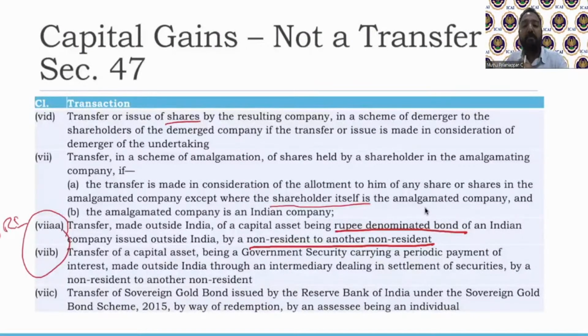Transfer of a sovereign bond issued by the Reserve Bank of India under a particular scheme. So now when it is being redeemed, it is not a transfer. So typically it is exempt. So a sovereign gold bond by redemption is not a transfer. So even if it is a capital asset, such a transfer is not considered a transfer.